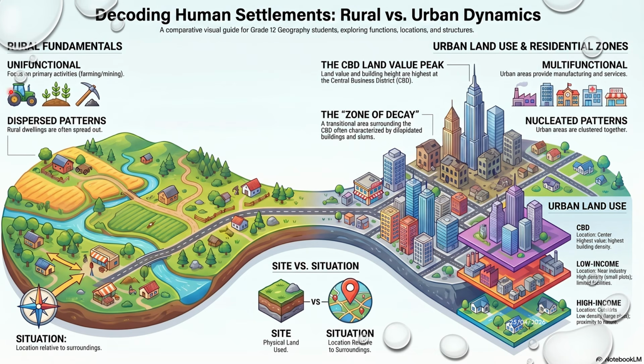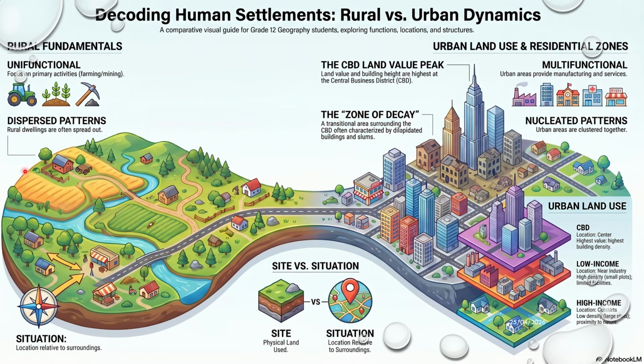I wrote here our rural areas are unifunctional. They focus more on primary activities of farming, fishing, forestry, mining, and hunting, okay? Our urban area, you can see it says it is multifunctional. Multifunctional, why? Because in our urban areas, there are secondary activities, tertiary activities, and quaternary activities.